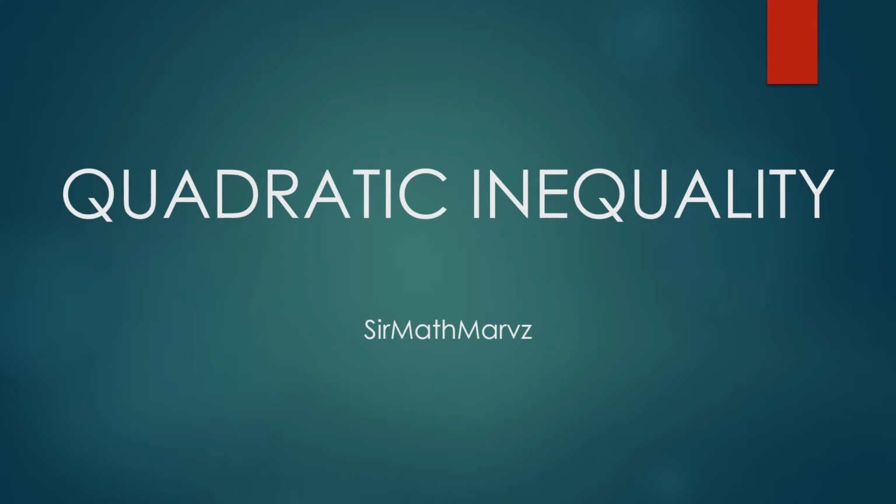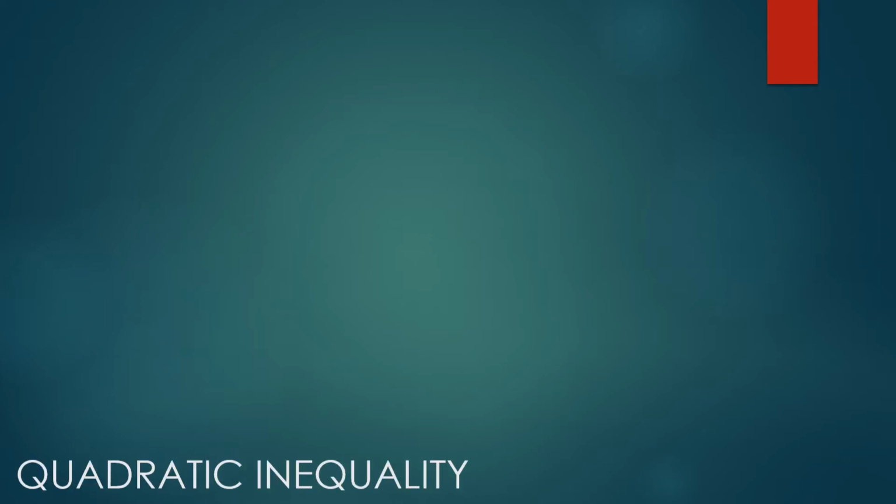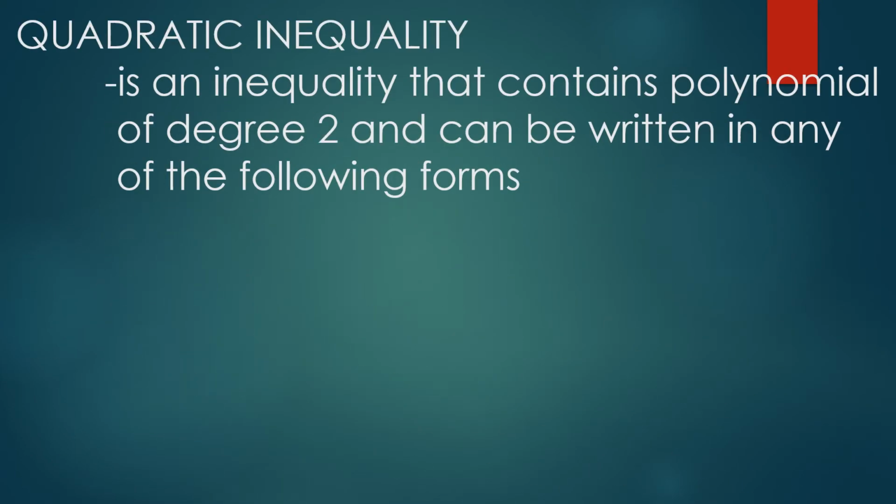Ang topic nato karon is about quadratic inequality. What is a quadratic inequality? It is an inequality that contains polynomial of degree 2 and can be written in any of the following forms. Okay, so inequality.